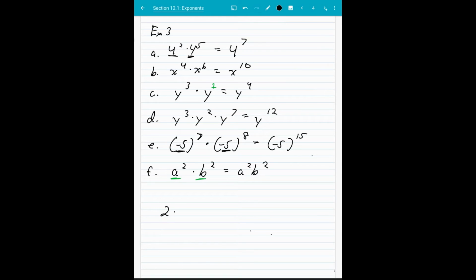Much like when we write 2 times x, we write it as 2x. They mean the same thing. We don't need to put this multiplication symbol in between them. We can just put them next to each other. So these would just be next to each other because they don't have the same base.